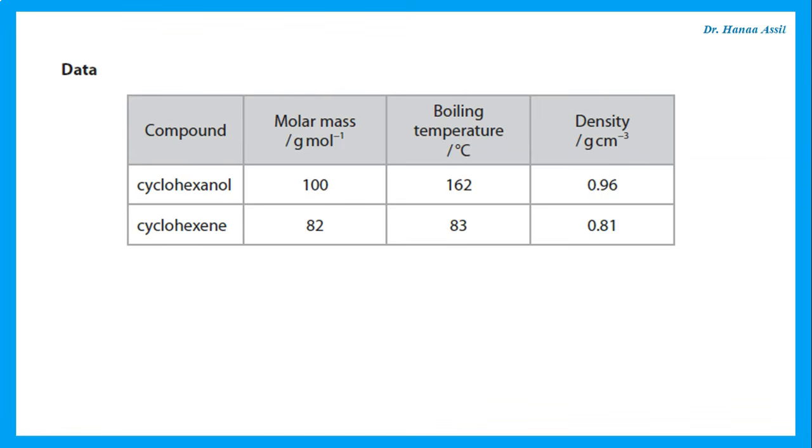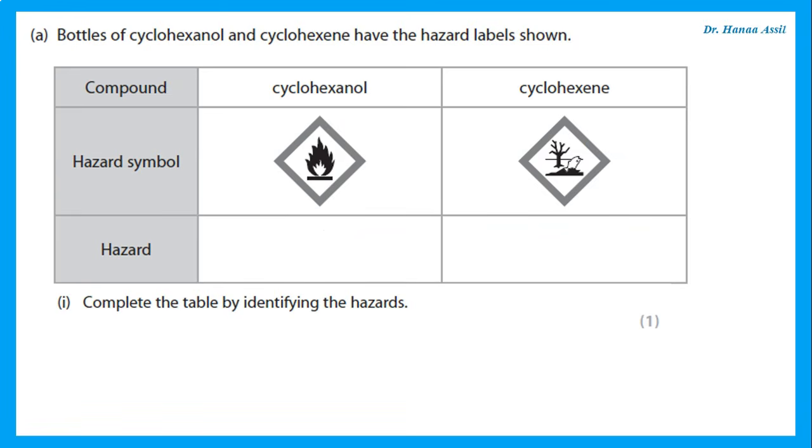This is the data that is given. So we're given the molar mass of each of them, the boiling point of each of them, and the density of each. Now, what is the question? First question is, bottles of cyclohexanol and cyclohexene have the hazard labels shown. Again, please learn the hazard labels.